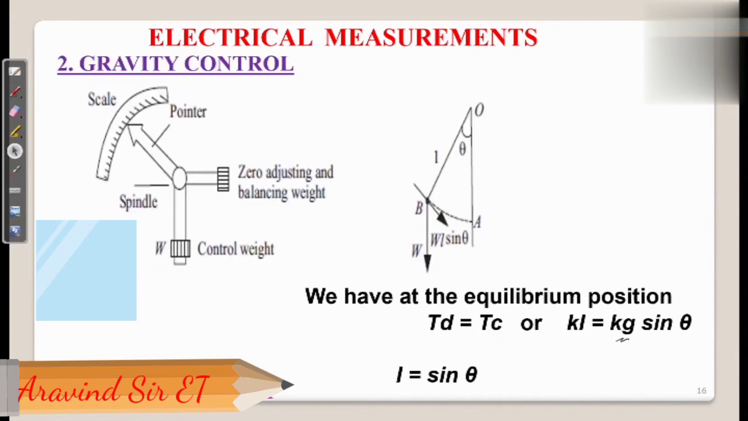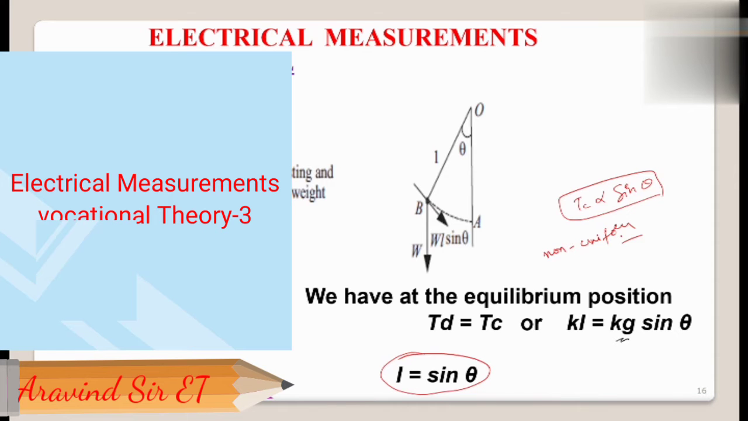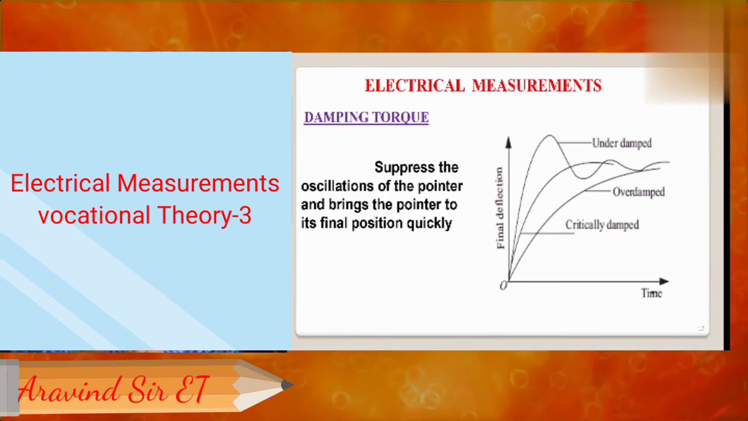And gravity control: here the controlling torque is directly proportional to sin theta. So wherever we use gravity controlling torque, the scale is non-uniform. That is about the controlling torque due to spring control and gravity control.